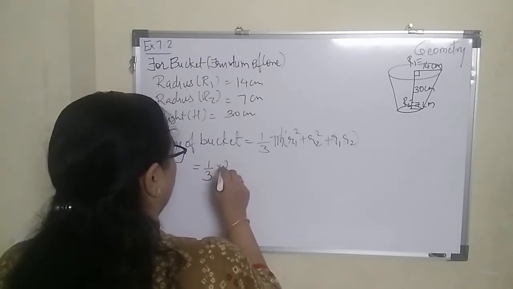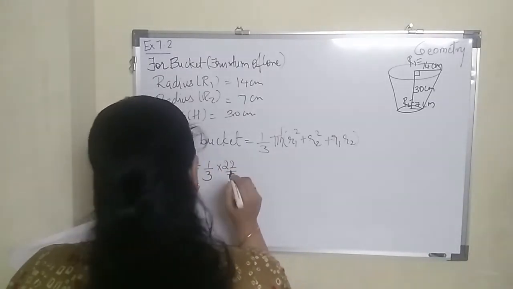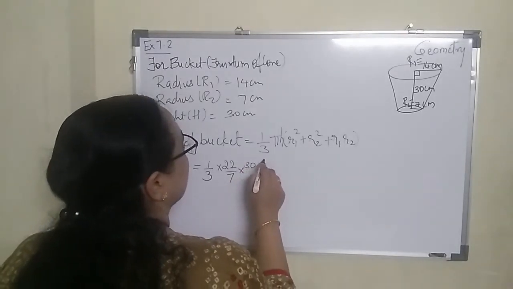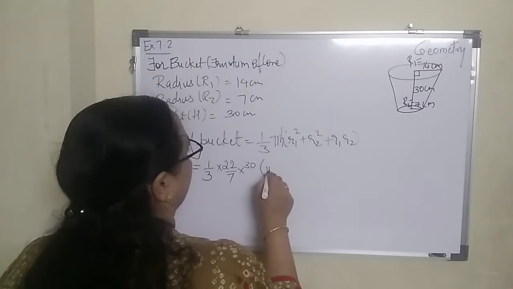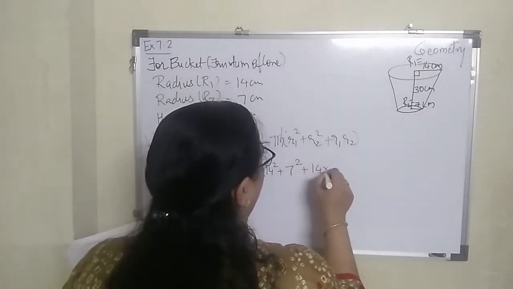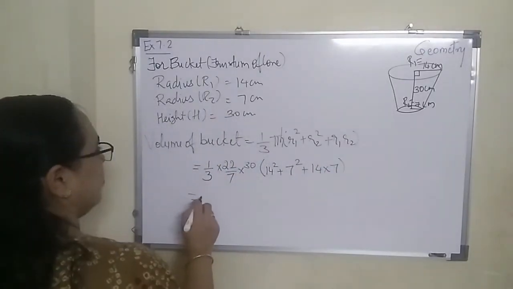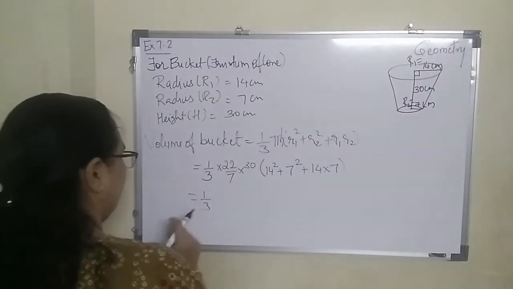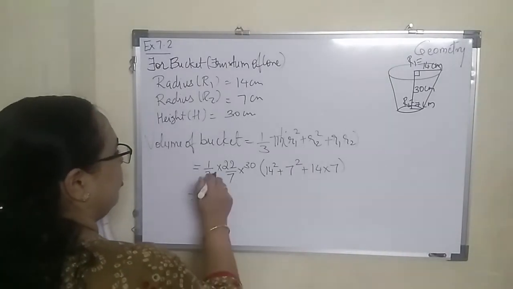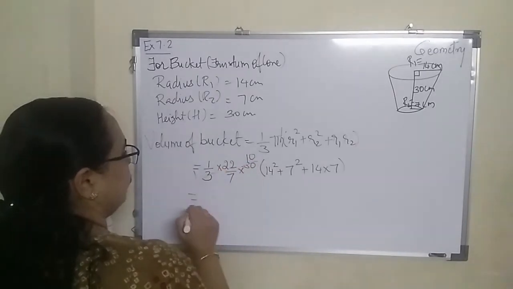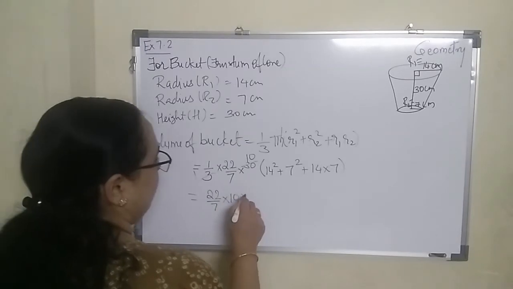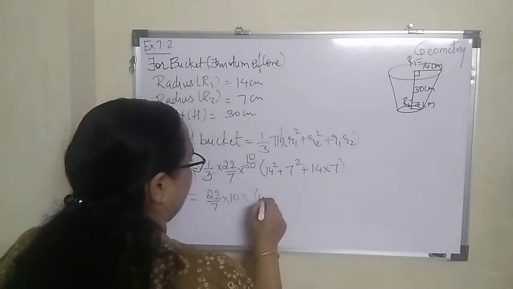Pi is not given, so we take 22 upon 7. Our H is given as 30, into bracket R1 square plus R2 square plus R1 into R2. So what do we get is 1 upon 3. We can cancel this: 3 ones are 3, 3 tens are 30. So 22 upon 7 into 10 into, let us solve the bracket.